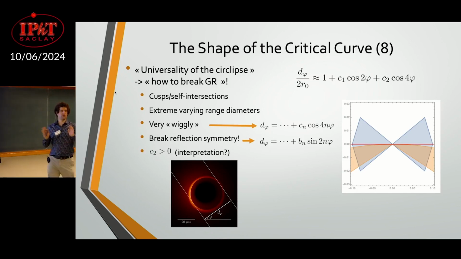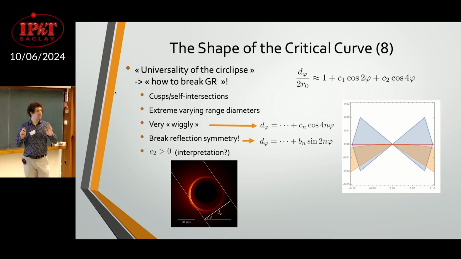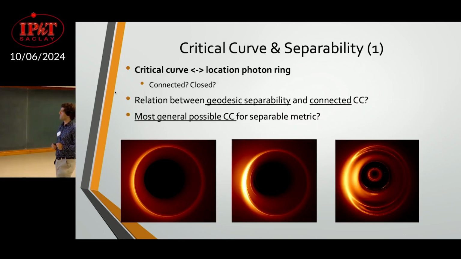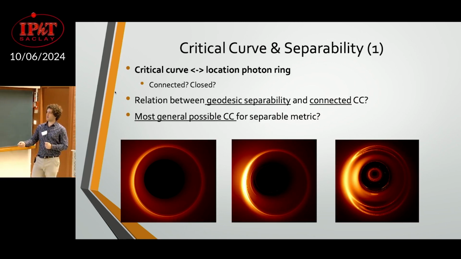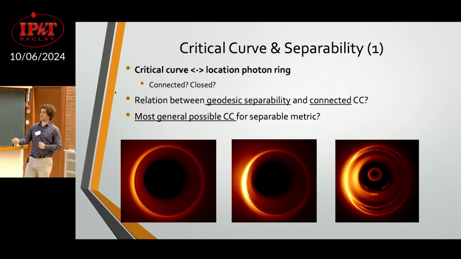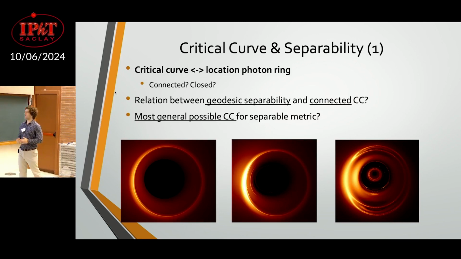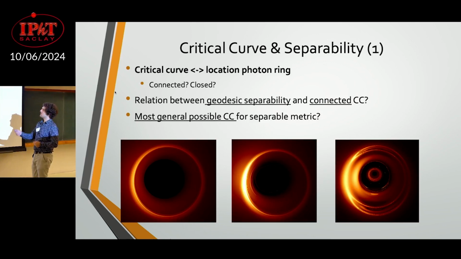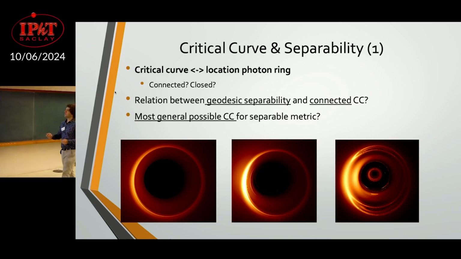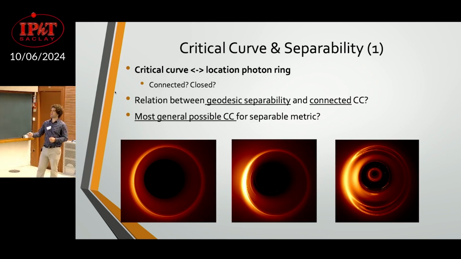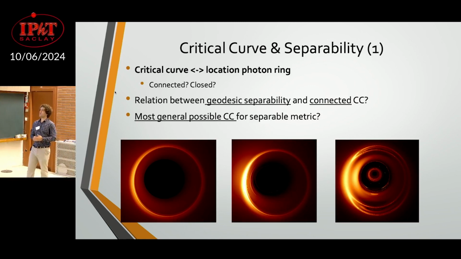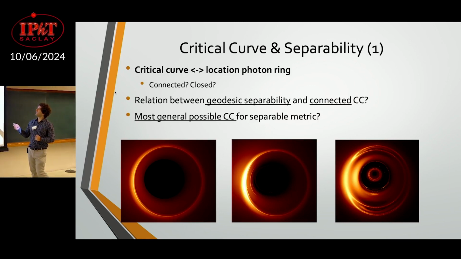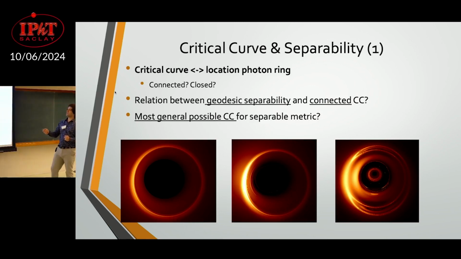Okay, so any more questions on this before I move on? Okay, so the next question that I want to ask is something even more basic. So now I was talking about, let's say we have something that's kind of Kerr-like, but maybe this shape is different. Now I really want to ask the very basic question: this critical curve, or the location of the photon ring, is it even going to be this simple, connected or closed curve? And it seems that there's a relation between the connectedness of this critical curve and geodesic separability.